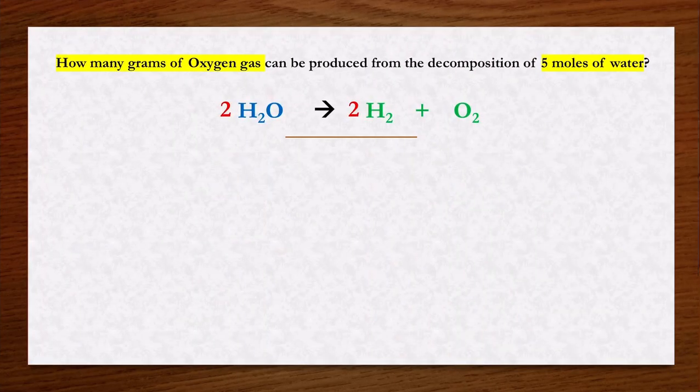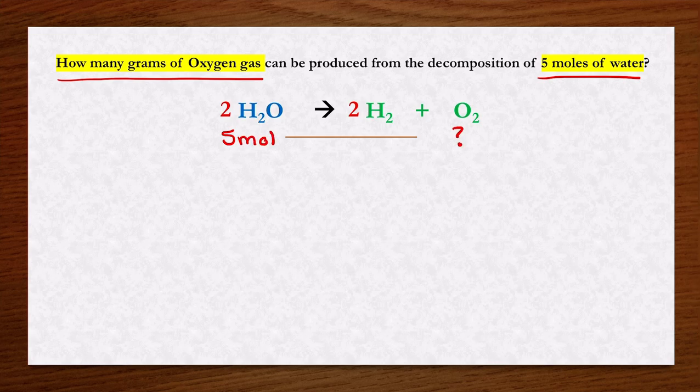So again, this is the same problem, only this time I'm being asked to calculate grams of oxygen instead of moles of oxygen. So again, the first thing I want to do is pull out the information that's being given to me. I'm being told that I have 5 moles of water again. So I have 5 moles of H2O. And this time I am being asked about oxygen still, but now I need to give my answer in grams instead of moles.